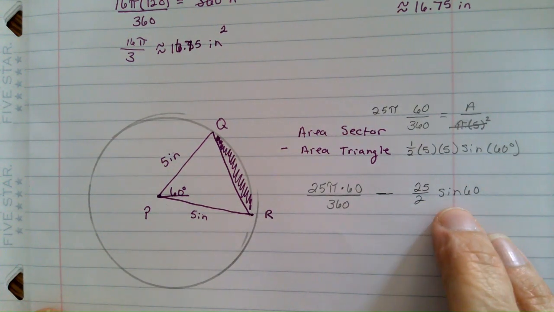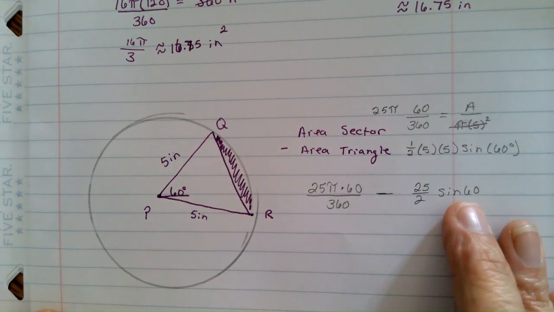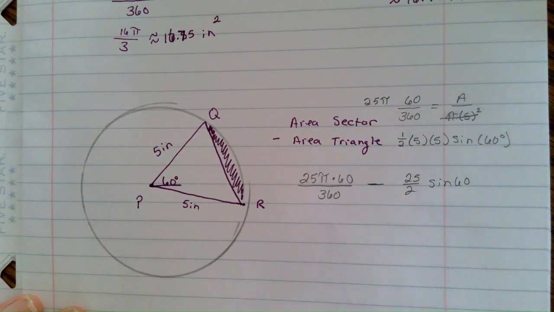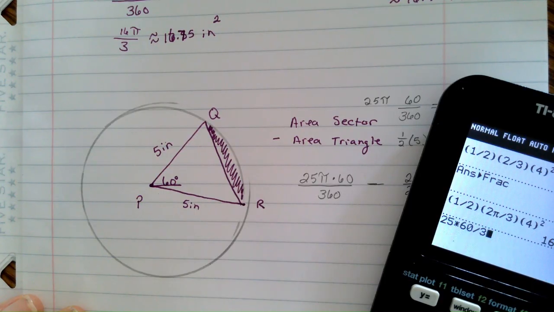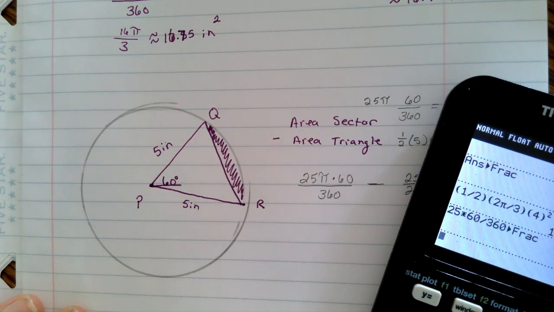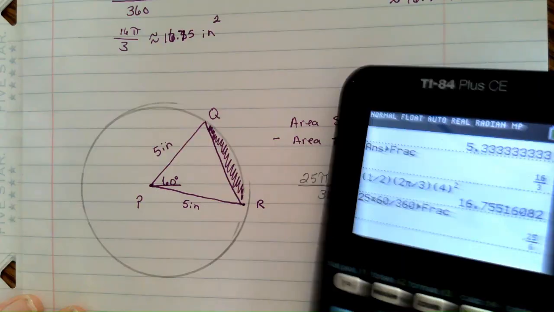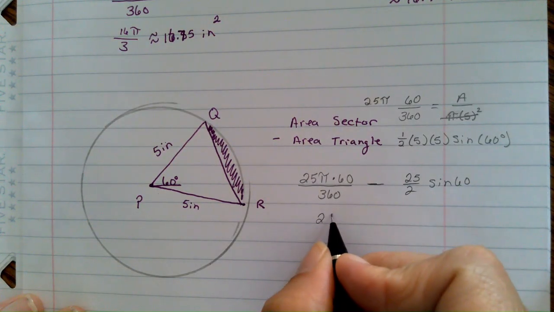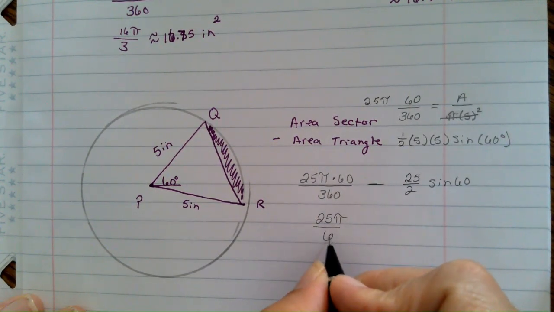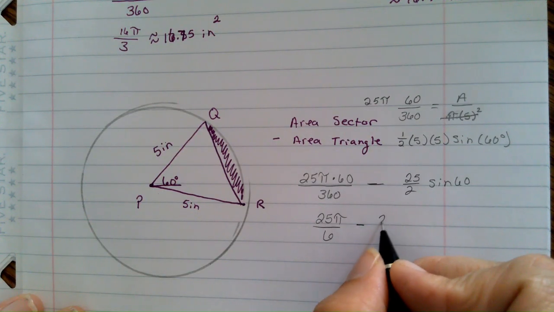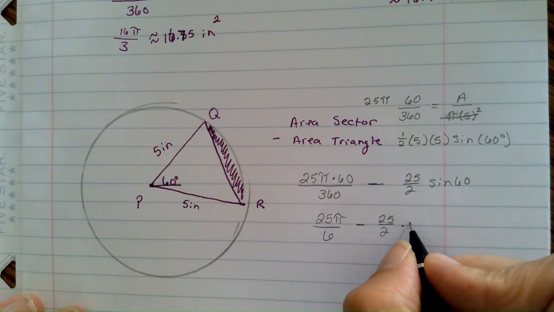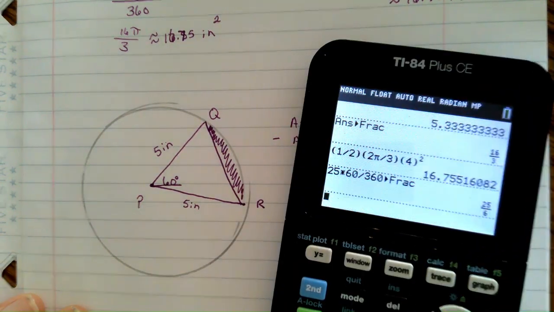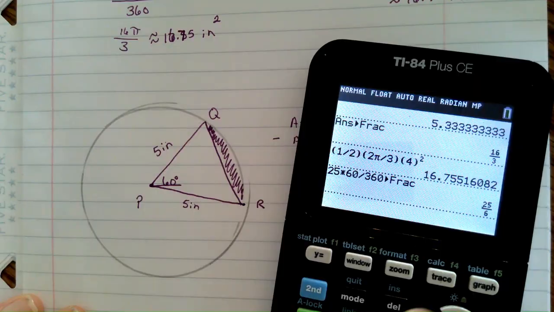Now, if you've watched my future videos on trig features, you know that I happen to know, let's go ahead and reduce this, that way we're not typing something so outrageous in. 25 times 60 divided by 360, make that a fraction, it's 25 over 6. So here we have 25 pi over 6 minus 25 over 2 times the sine of 60. And the sine of 60 is a decimal, just so you guys know that. I'm in radians, so I got to switch that back up.